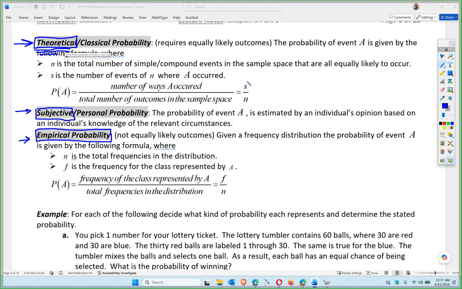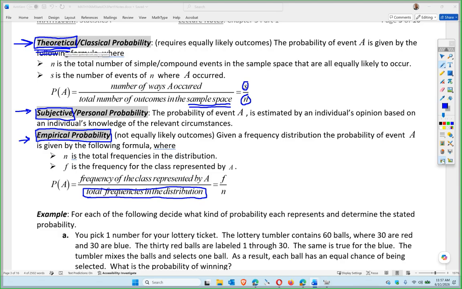Because it's the number of ways it occurred over the total number, right? So there's an actual sample space you can calculate, like the heads and tails one. If it's an empirical one, there is no sample space. You're just using a frequency distribution. There is no theoretical probability that should happen, essentially.